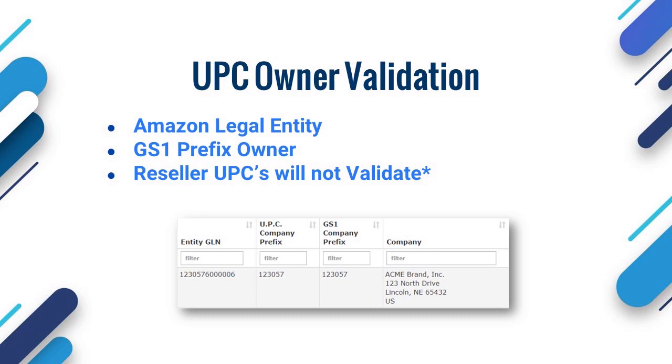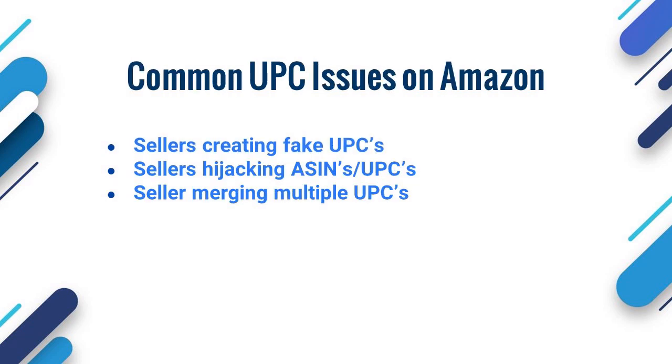But it's also really critical to note that reseller UPC codes are no longer going to validate on the Amazon system due to this. So it's really critical that you purchase your UPCs directly from GS1 and make sure that you stay up to date with your registration in order to maintain the ability to create new listings using your active UPCs on Amazon. So these are some of the common UPC issues that we see on Amazon.